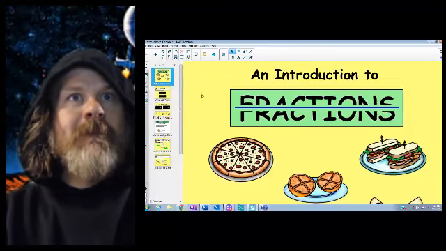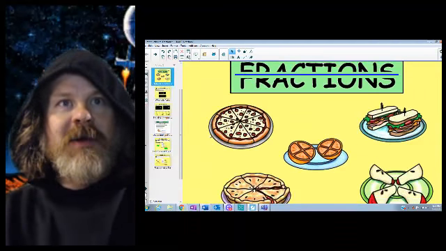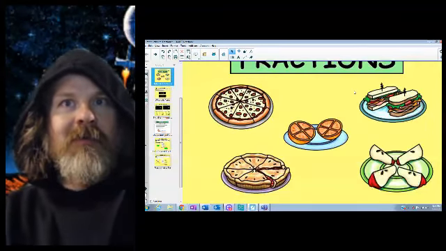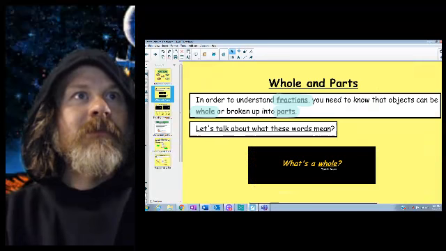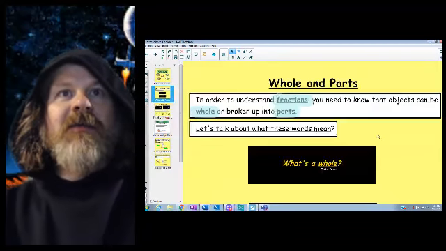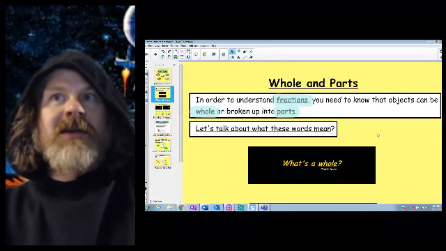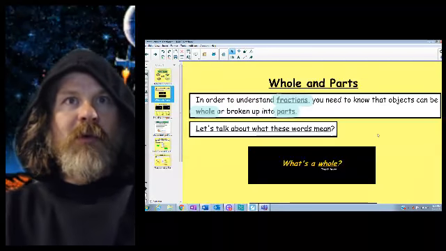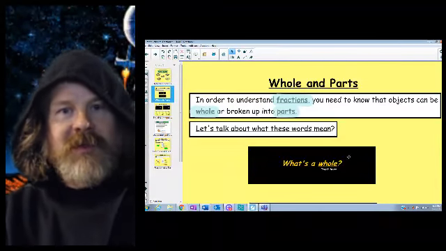All right. So an introduction to fractions. As you can see, there are fractions on this screen. So to understand fractions, you need to understand that objects can be whole or broken up into parts. So what do these words actually mean?